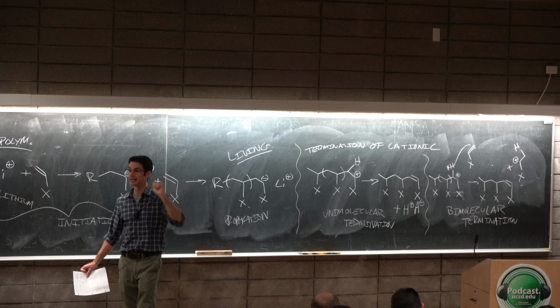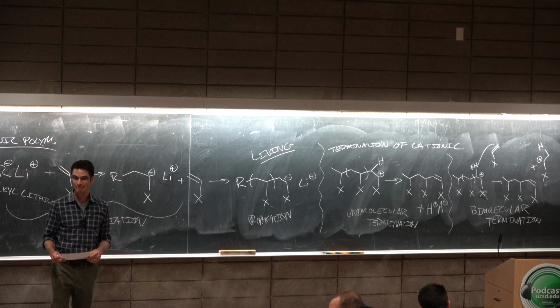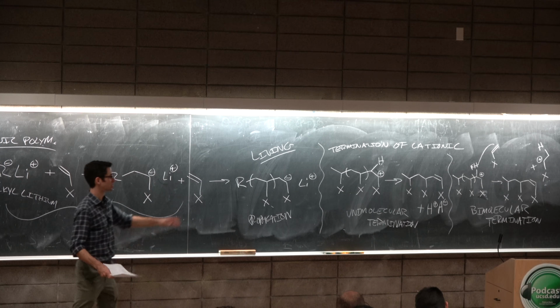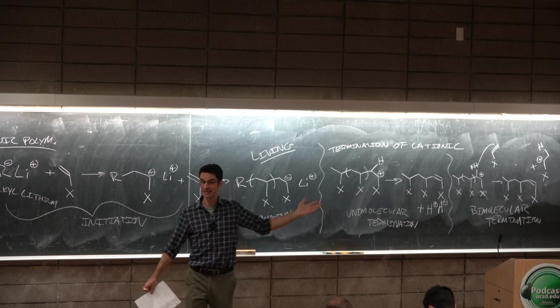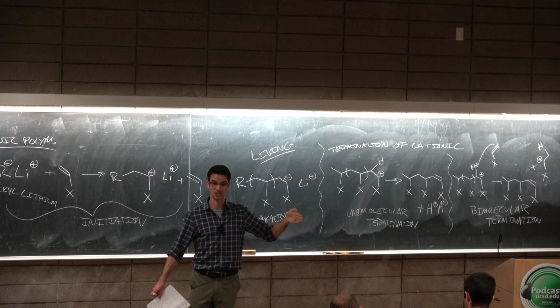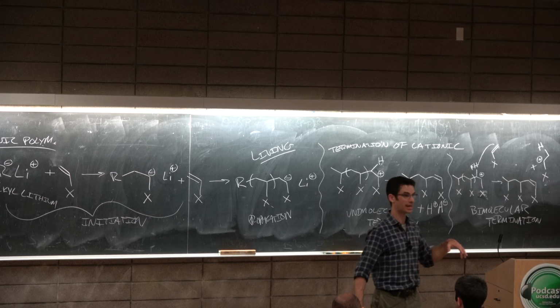Yeah? When you say something is living, it means it's still reacting? It still has the ability to be reactive. If we add in more monomers, this chain will continue to get longer. So anionic polymerization is actually quite like controlled radical polymerization in that once all the monomers are consumed, you still have these reactive chain ends. And if you add in more monomers to them, then you can make block copolymers and other more interesting architectures.